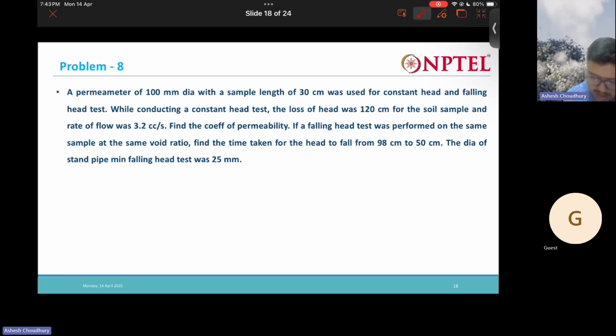Okay, so try to do this. This is also quite simple. Directly you have to use the values in the expressions for the constant head and falling head tests. That's all.